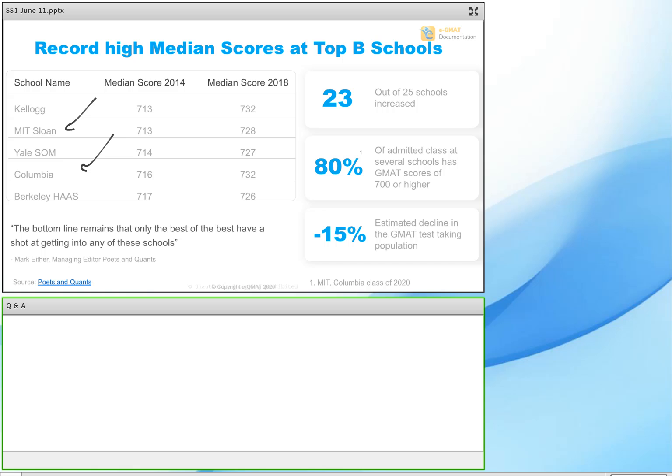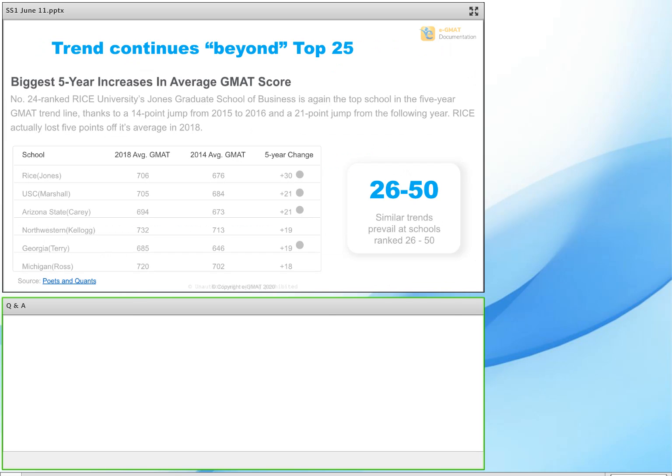So essentially what these schools are saying is if you don't have a 700, don't even bother applying. And for some groups, what these schools are saying is if you don't have a 740, don't bother applying. And this is despite the fact that from 2014 to 2018, there was a decline in GMAT test takers. In 2021, the test taking population is more in line with what it was in 2014. So it's supposed to be one of the most competitive admission seasons.